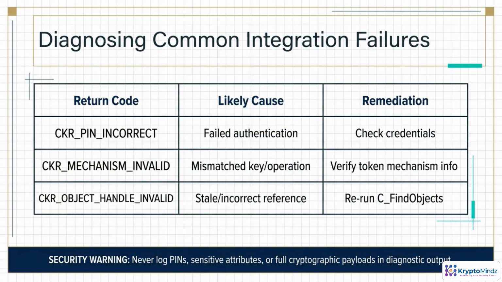Imagine your application suddenly can't find the signing key after deployment. Start by comparing environments. Are you using the same slot, token label, and key attributes as in test? Then review PKCS #11 return codes. A failed login, invalid mechanism, or bad object handle each point to different fixes. Finally, log enough context to replay the failure later, but never include PINs, key material, or raw payloads in those logs.